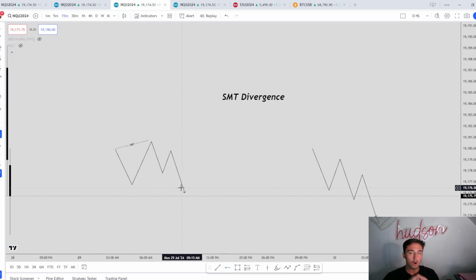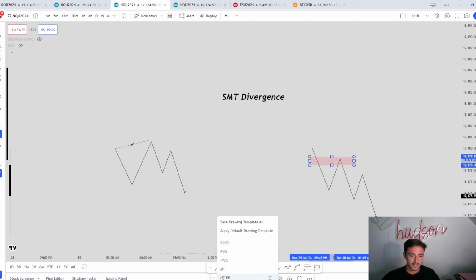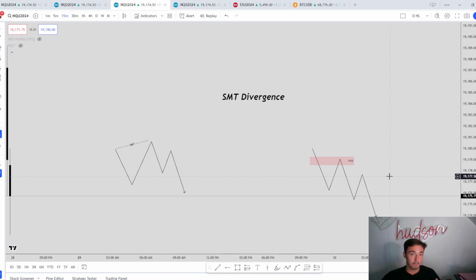Now there's multiple ways you can play this. You can play it on the turtle soup, so whenever NQ takes that high. If you play the turtle soup, you want to make sure that the ES is also trading inside of a higher time frame. My preferred would be a higher time frame fair value gap or PD array, so you have a reason to even short the ES, right?